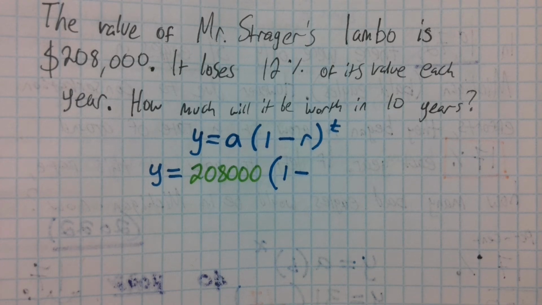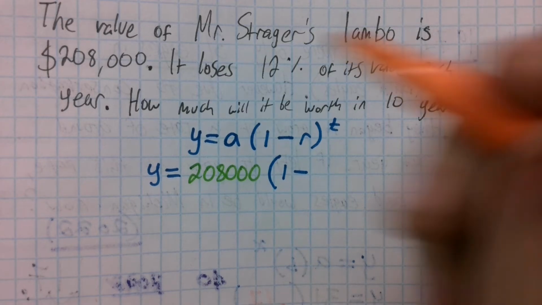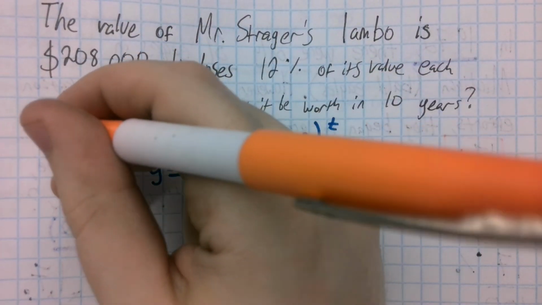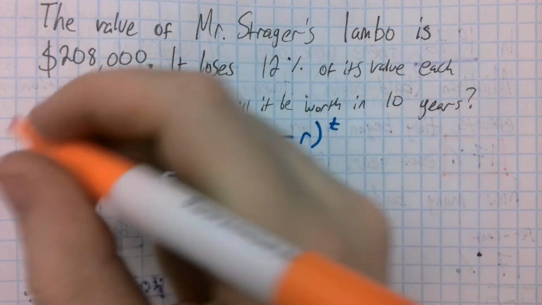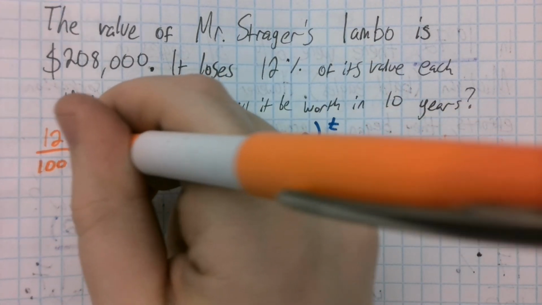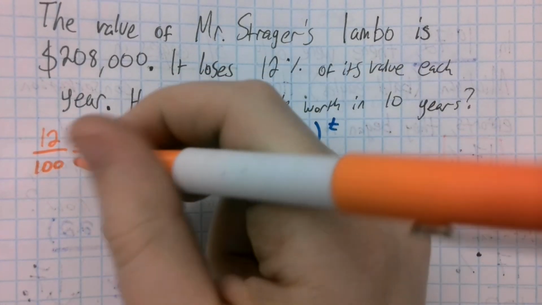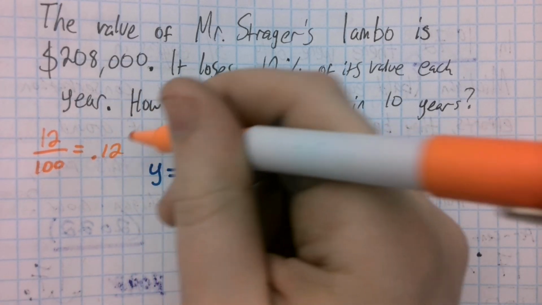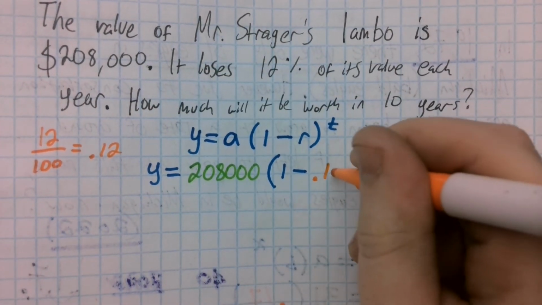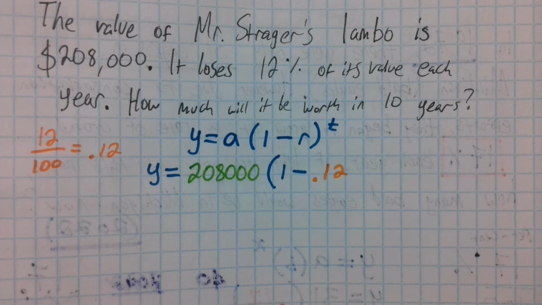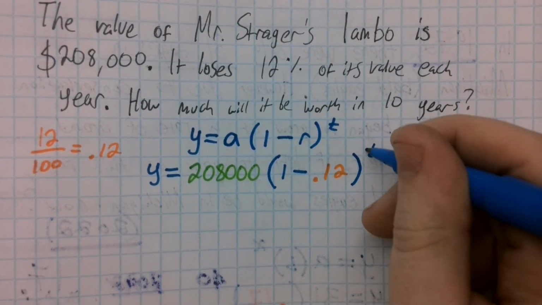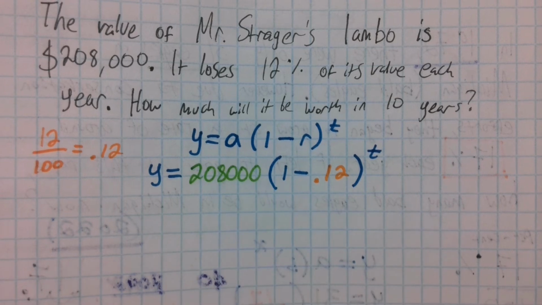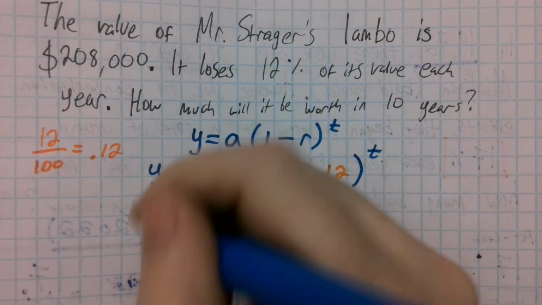Well, here, we lose 12% value each year. So, to turn 12% into a decimal, we can divide by 100 or move the decimal twice. I moved the decimal last time, so let's divide this time. 12 divided by 100 is 0.12. So this would be raised to the t. And when we simplify our growth factor, what do we get?